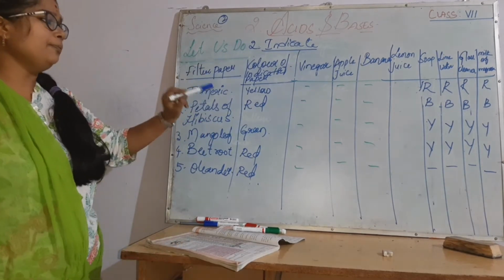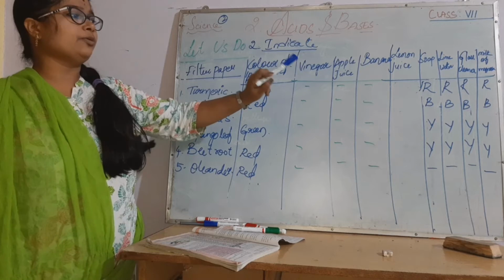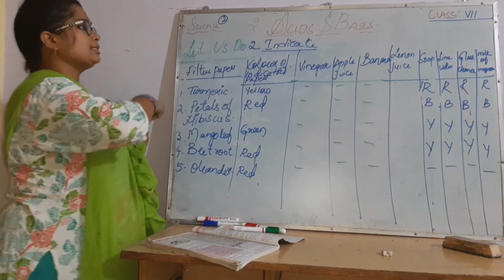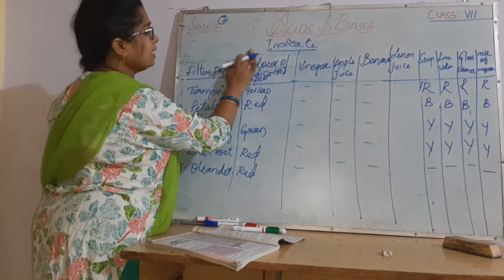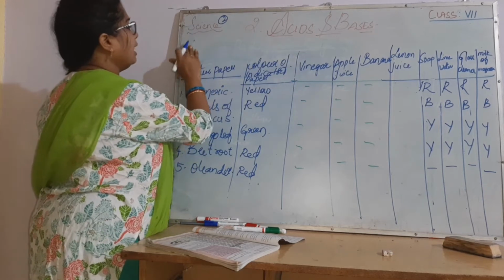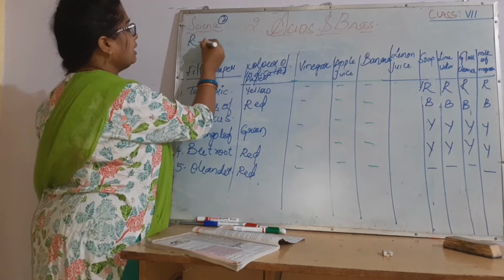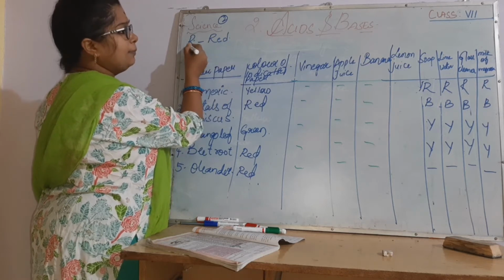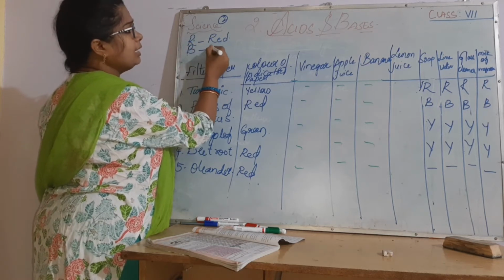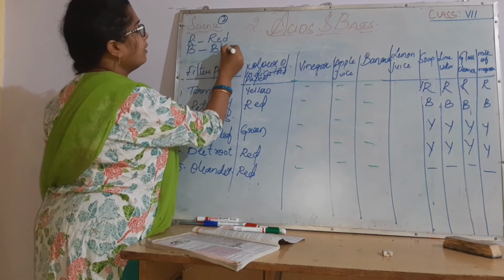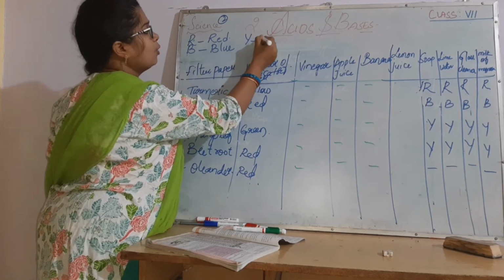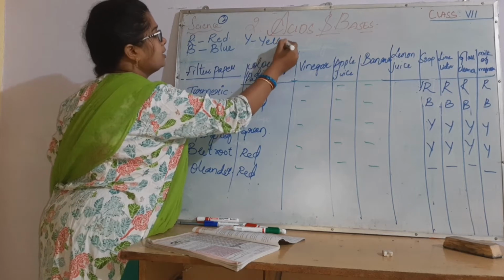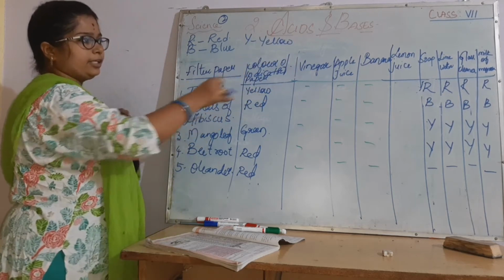Whereas for soap, the yellow color will turn into red. R is nothing but red. I have written R there; R is red. And B I have written: B is blue, and Y is yellow. These are the three colors I have written there.